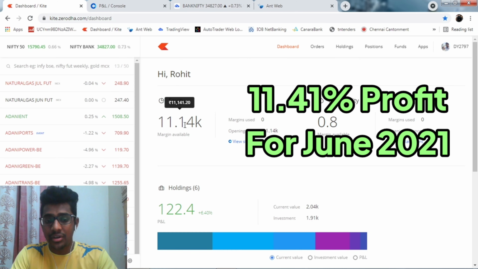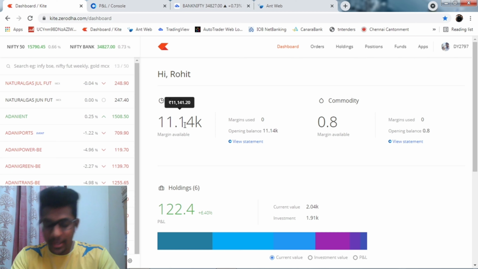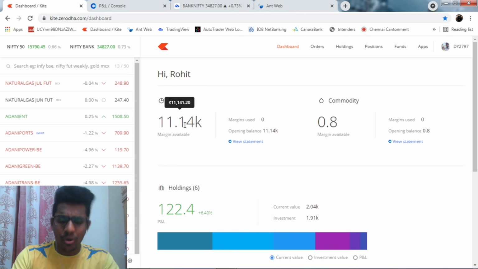The profit is 11,141 rupees, around 11.14 percent. Yes, we made 11.14 percent per month, and this is a perfect example, I would say, for a small account to start with.